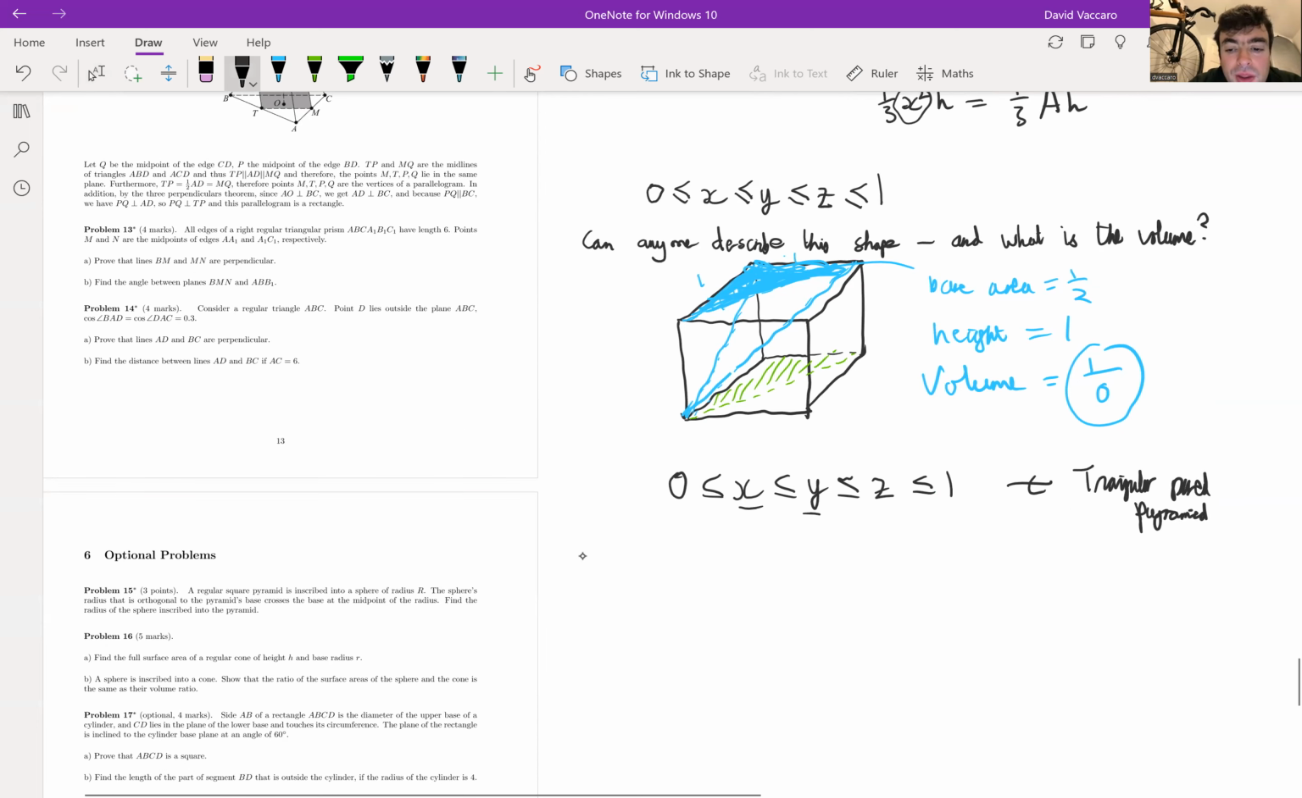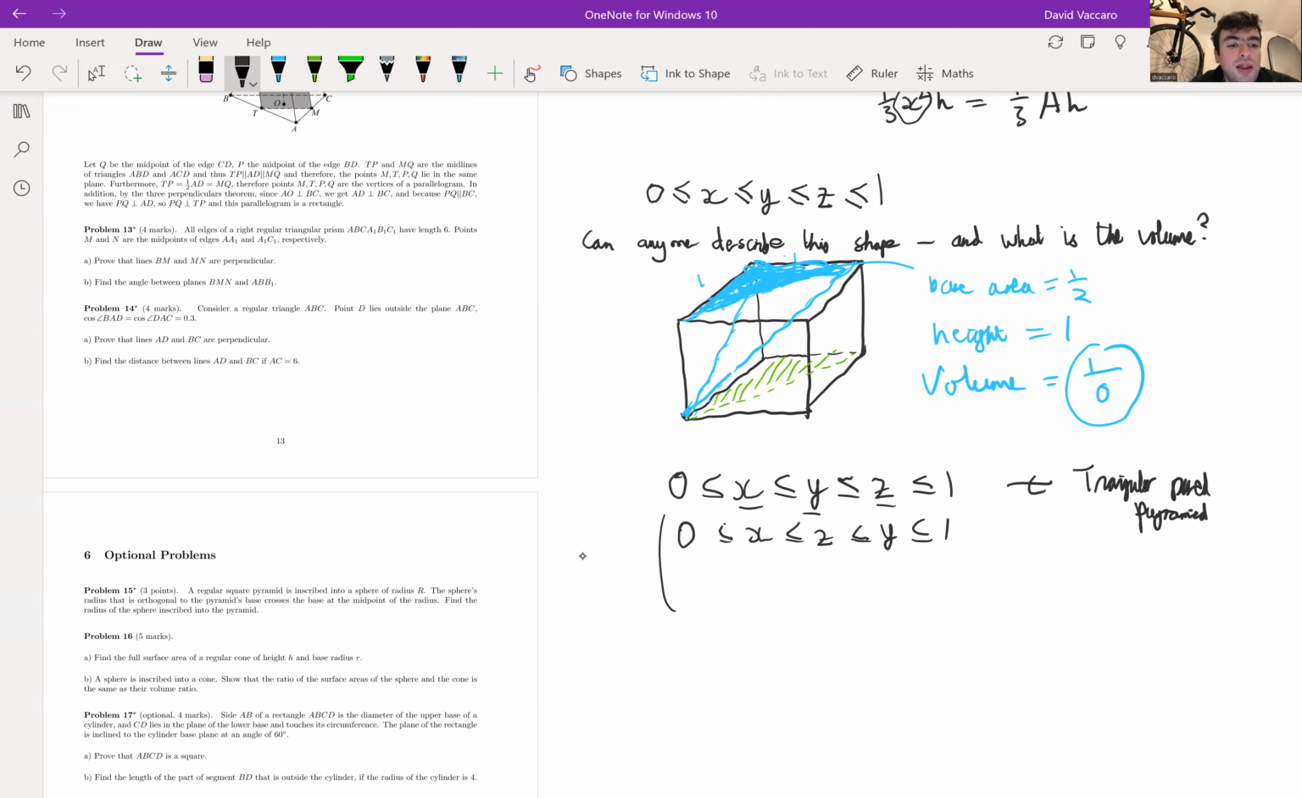But notice that the way I define this shape is just one order of x, y, and z. It's x, y, and z increasing. But I could write down different orders of x, y, and z. But by symmetry, they're all going to have the same volume.